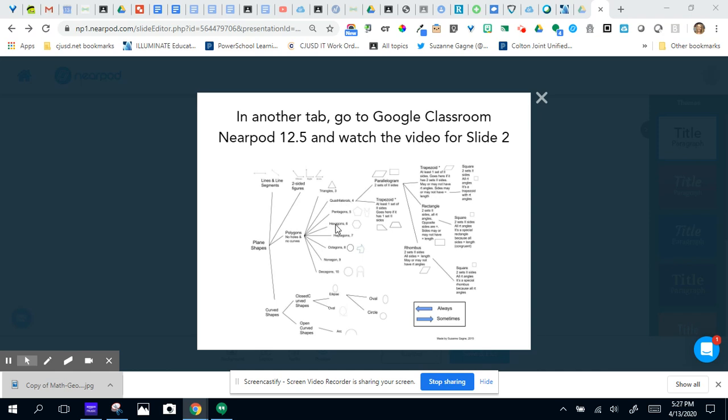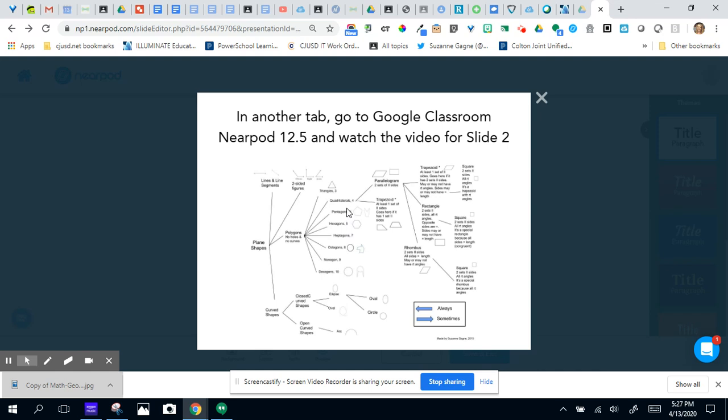Five-sided are pentagons. Six sides are hexagons. Seven-sided figures are heptagons. Eight-sided figures are octagons. Nine-sided figures are nonagons. And 10-sided figures are decagons. So these are the different types of polygons.